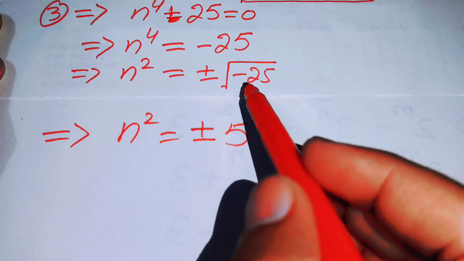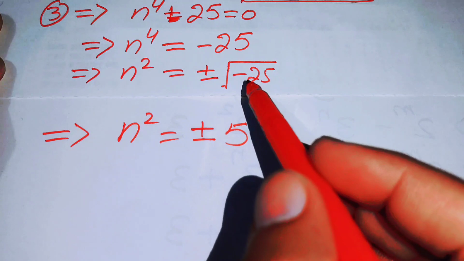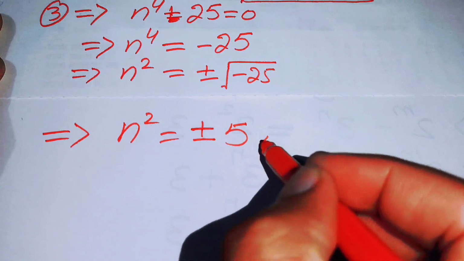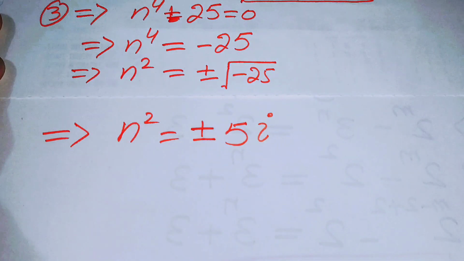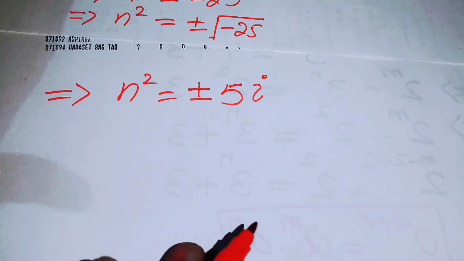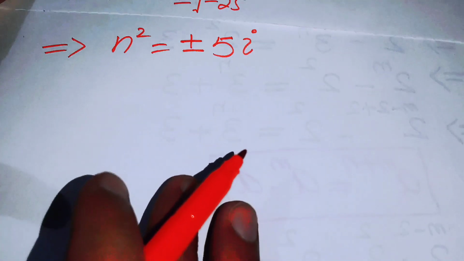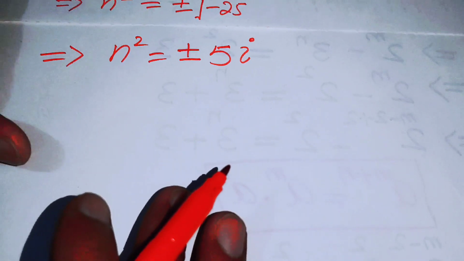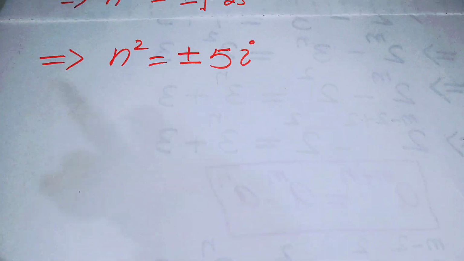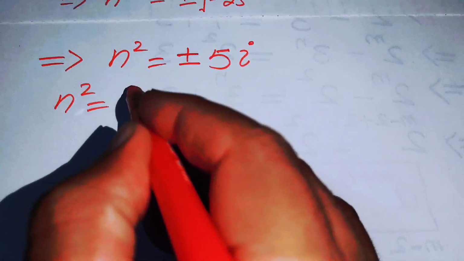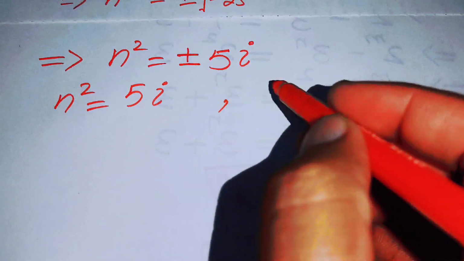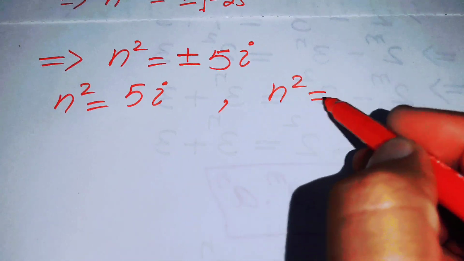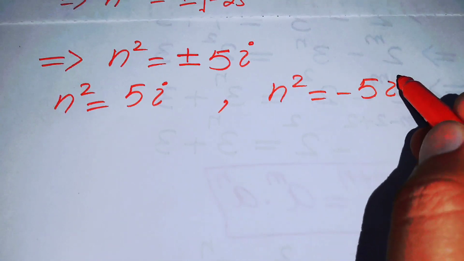And here again you see that we have a negative sign under the square root, so it will be equal to iota. So here you have two cases. The first case is we take n squared is equal to plus 5 iota, and the second is n squared is equal to minus 5 iota.